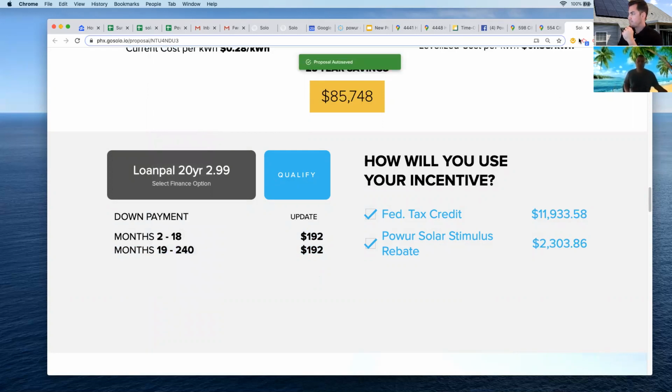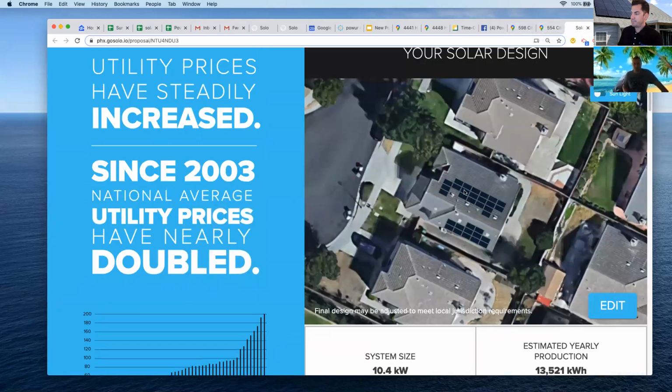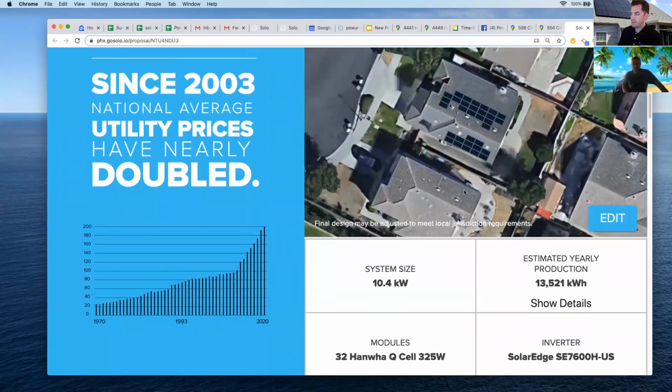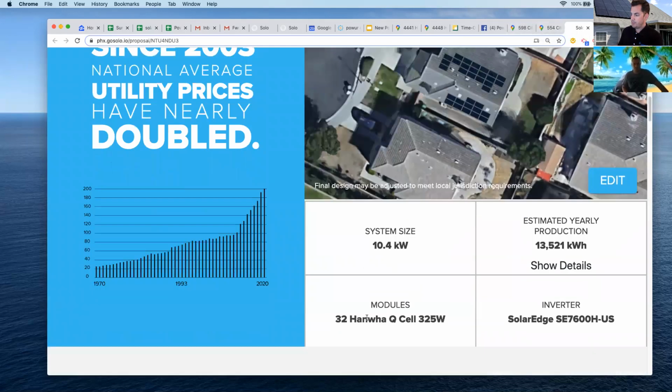So, wrap it up. That's about how you would estimate a new home that hasn't been moved into yet. This is what I would sell very confidently. And then at 192 for 32 panels, do the math. 192 divided by 32 panels. $6 a panel.